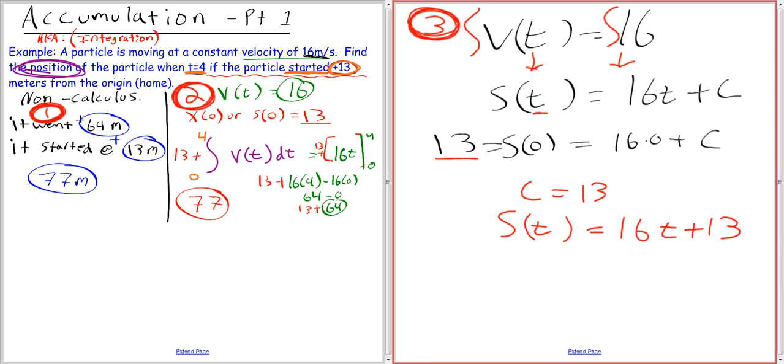And now you just want to know the position when t equals 4, so you go back here, and you plug in 4 to this equation, here and here, and you're good to go. And you can find out where it is. So 16 times 4 plus 13.